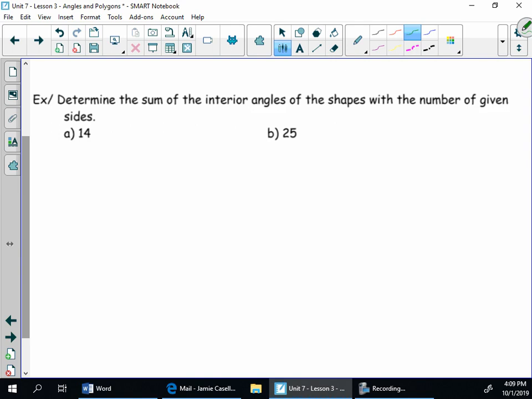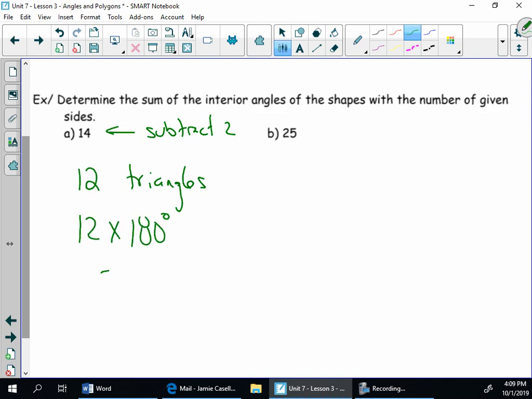If I had a 14-sided figure, that'd be hard to draw, much less break into triangles. But I don't really need to do that. If I subtract 2, I'll get 12 triangles. What do I know about each triangle? I know they're each worth 180 degrees. So if I take 12 of them and multiply by 180, the whole angle inside this 14-sided shape has to be 2,160 degrees.